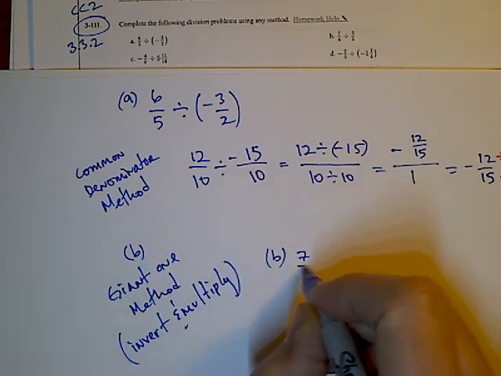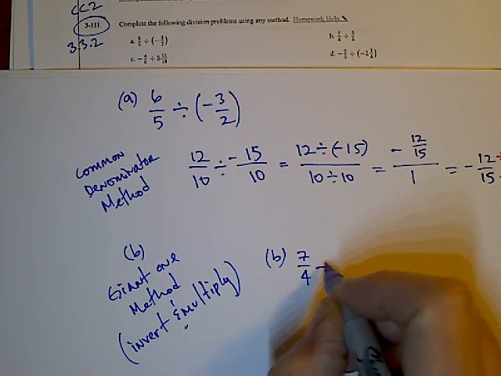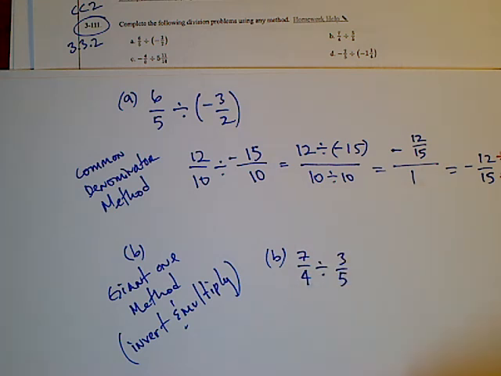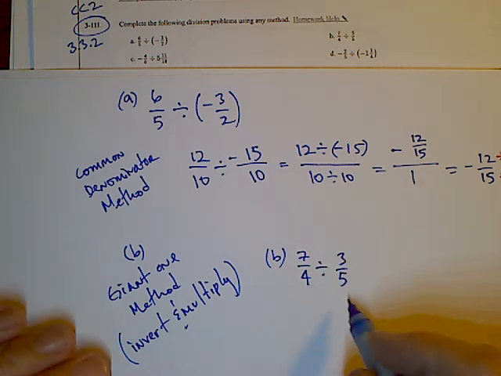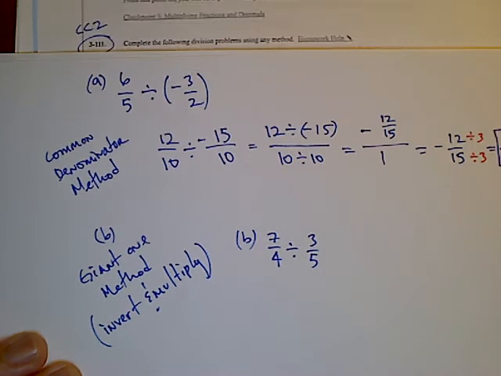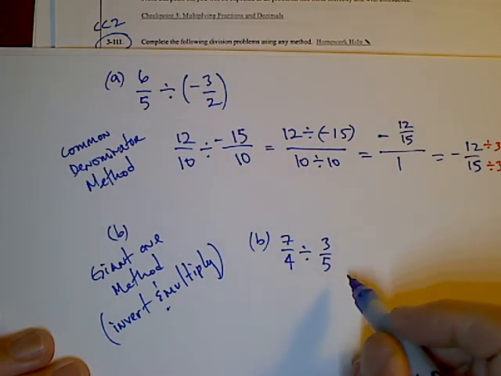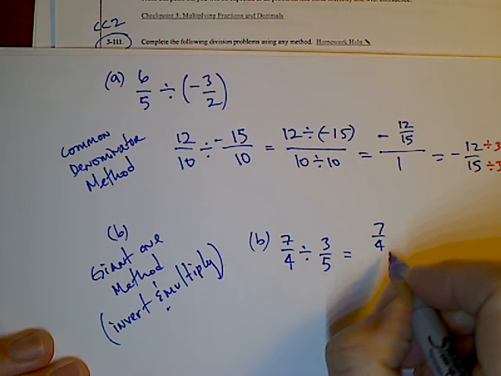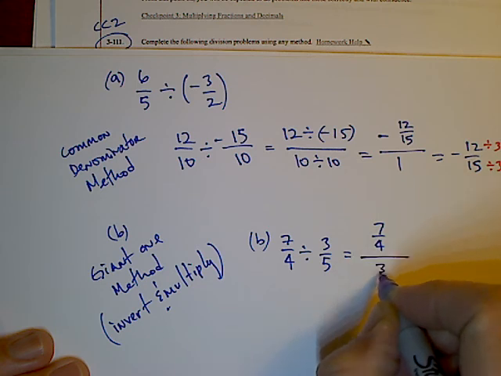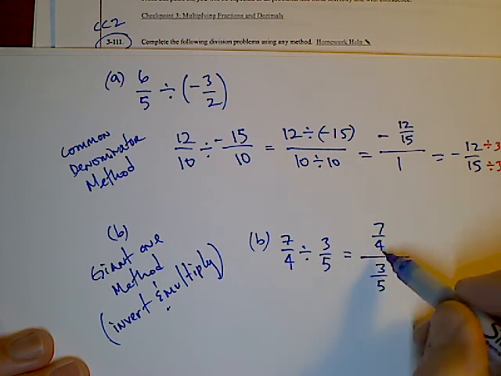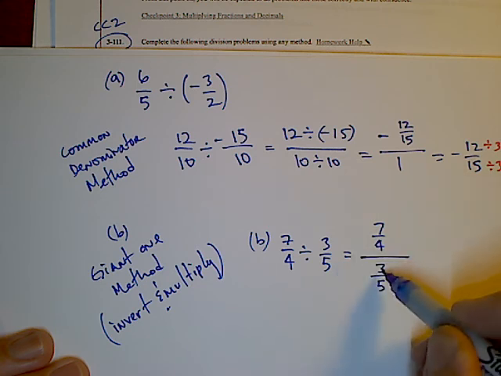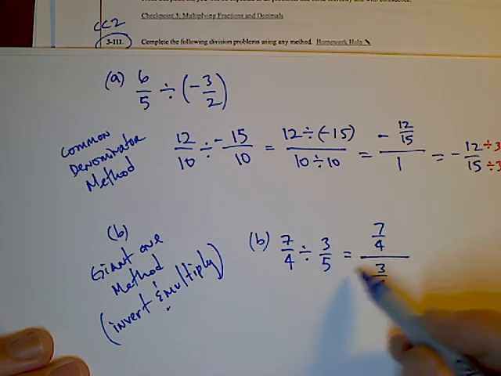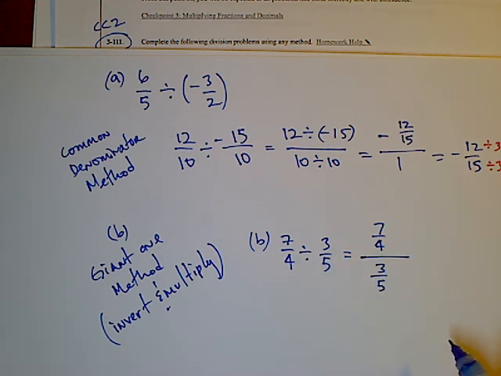B is 7 fourths divided by 3 fifths. Again, any division problem can be written as a fraction. So this is the same thing as saying 7 over 4 all over 3 over 5, 7 fourths all over 3 fifths.